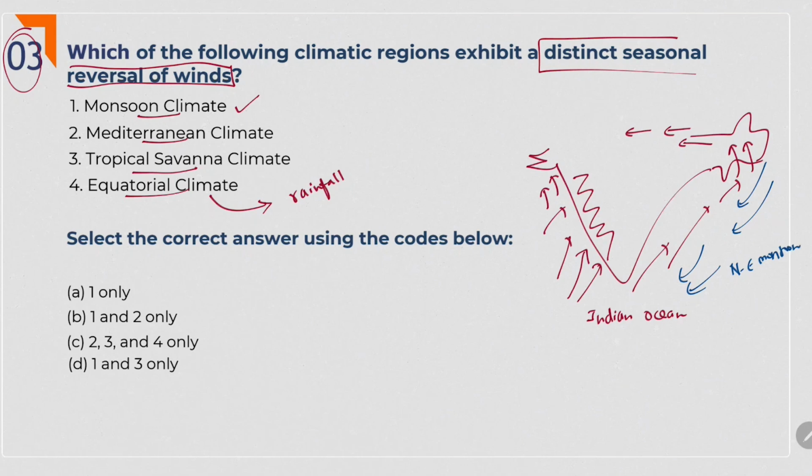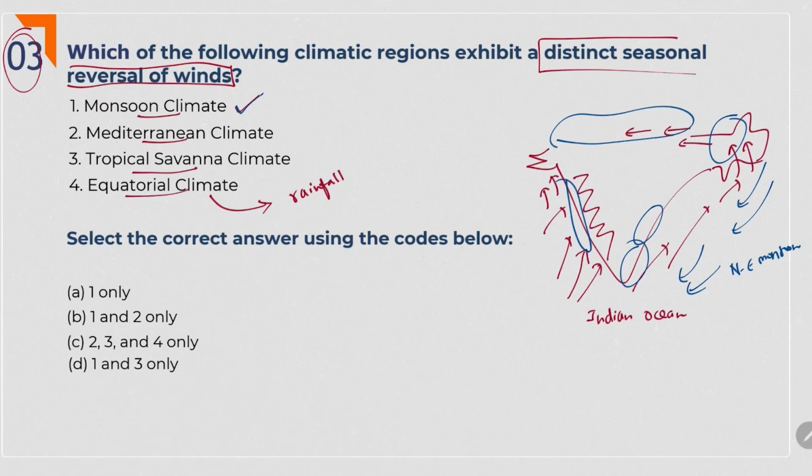If you observe, the southwest monsoon gives rainfall to this Western Ghats area, Northeast India and the Northern Plains and all. And this northeast monsoon is giving rainfall especially to Andhra Pradesh and Tamil Nadu areas. So anyhow, coming to the point, in monsoon climate we can see the seasonal reversal of winds. That's why we experience the southwest monsoon in the summer season and the northeast monsoon in the winter season. So monsoon climate is right.